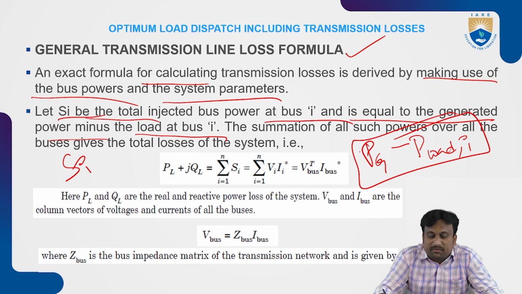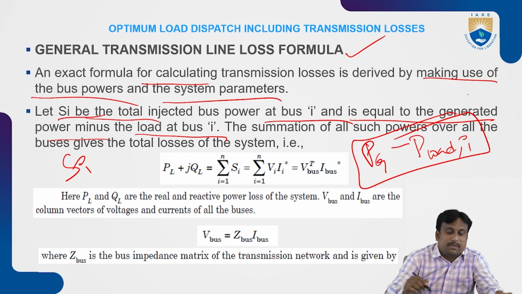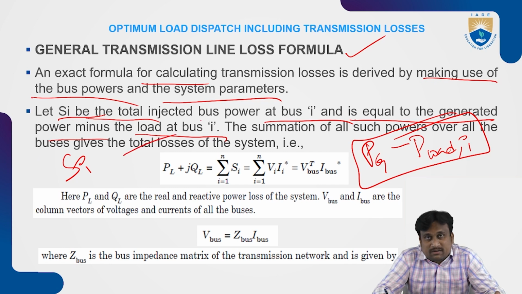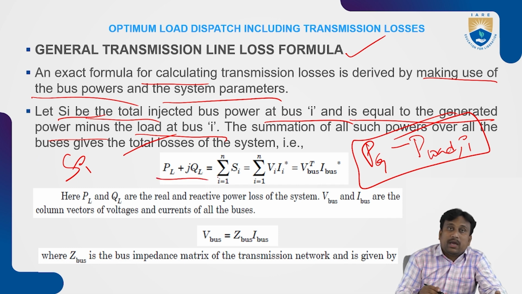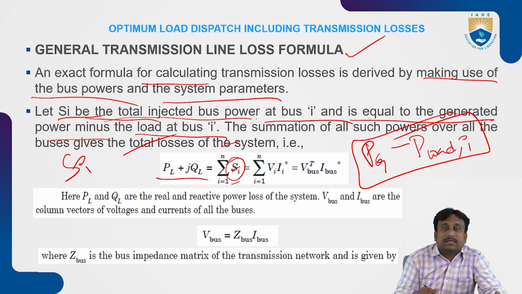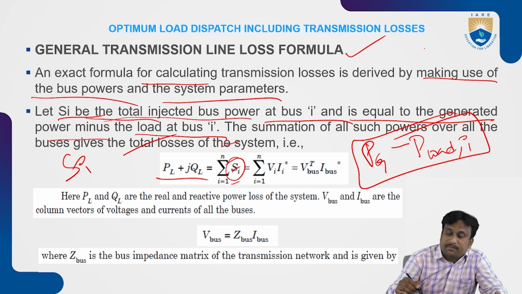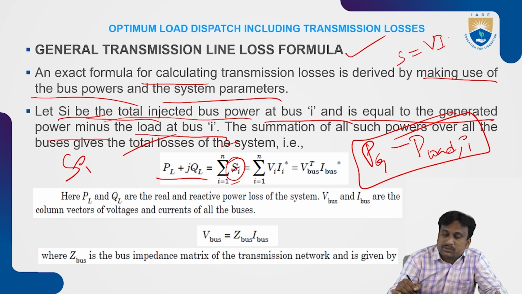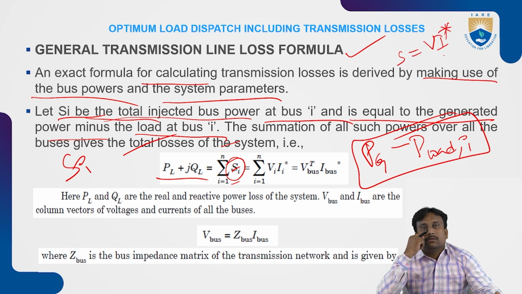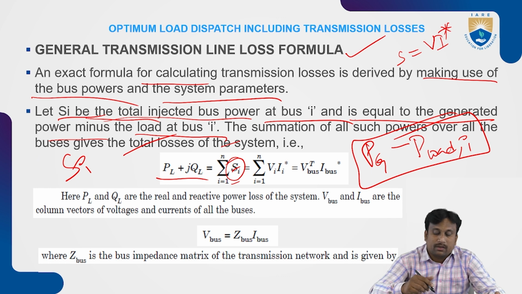So the summation of all such powers over all the buses gives the total losses of the system. That is PL plus jQL equals summation I equals 1 to n of Si, where S suffix I is the total injected bus power as an excitation. So this complex power can be split as V I conjugate. We already know this condition. So S equals V I conjugate. This happens at the respective buses, V bus, I bus. So the conjugate term is considered.